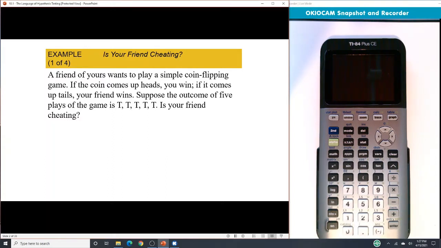All right, so the first example, we have a friend flipping a coin, and if you come up with heads, you win. If it's tails, the friend wins. Well, suppose the outcome of 5 plays is all tails. Is your friend cheating?